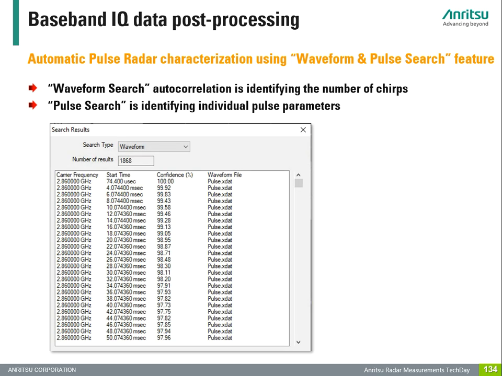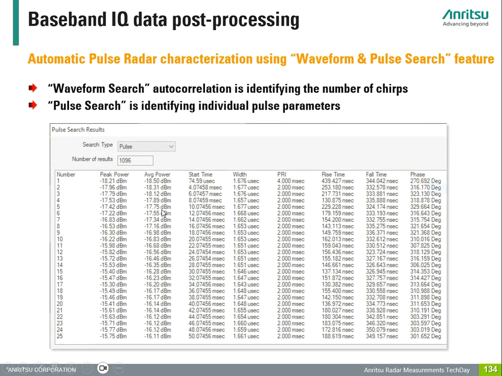Here we see the result. A number of 1,868 chirps have been detected. The carrier frequency is constant, and you can also read out the point in time and the confidence rate of the autocorrelation. Applying the pulse search feature informs us about the observed power, the pulse width, and the pulse repetition interval. Other parameters are also given.